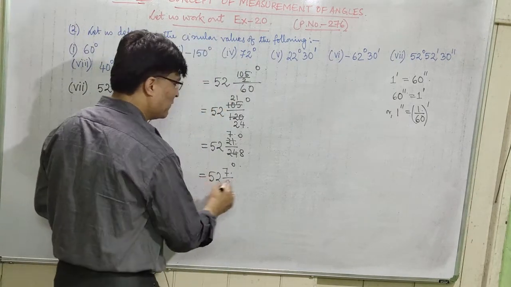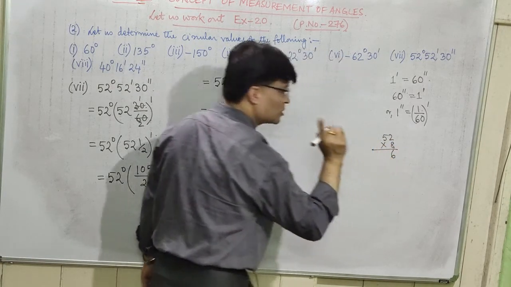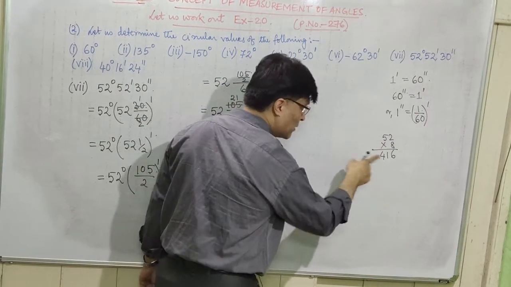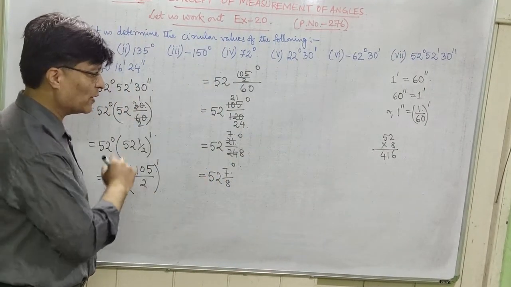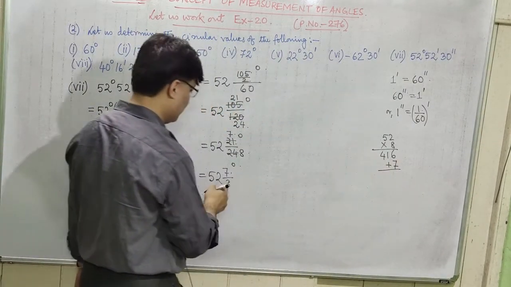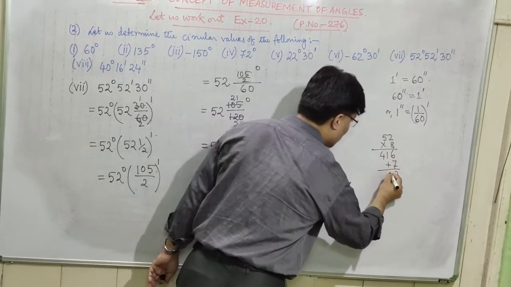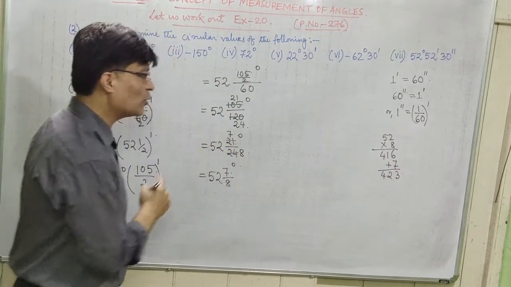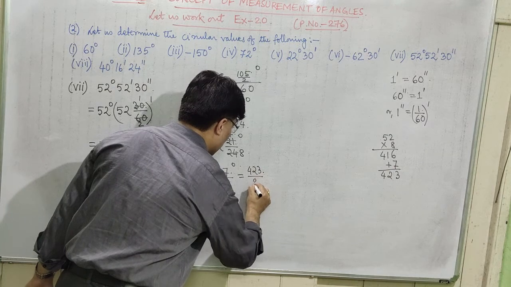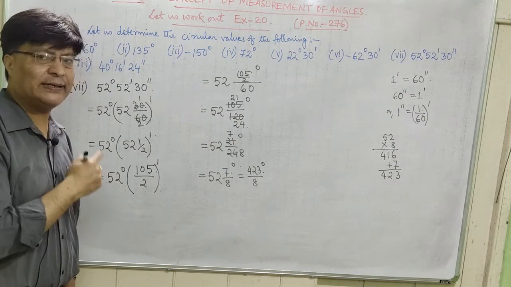First of all, multiply 52 and 8. Now 52 is multiplied by 8. 8 2s are 16, 6, 1. 8 5s are 40 plus 1 is 41, okay? Now 7 is added here. 7 plus 6, 13. 1, 1 plus 1 is 2, then it is 4. So it is 423, okay? So which is equal to 423 divided by 8 degree.